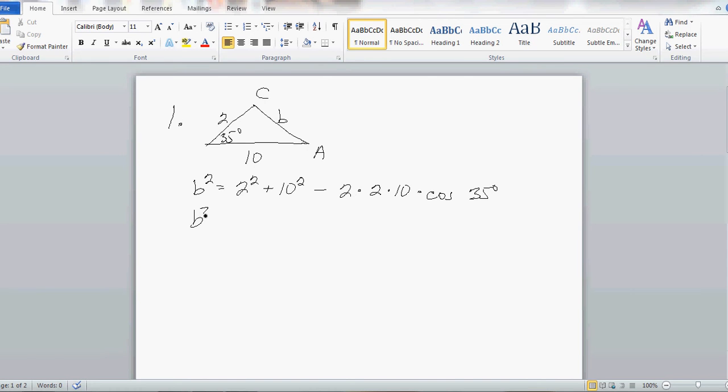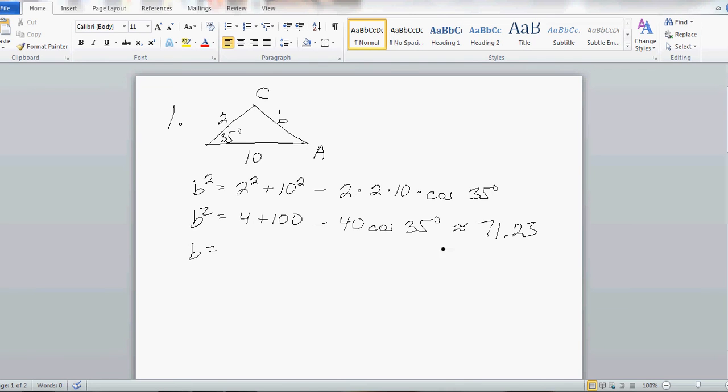So b squared will equal 4 plus 100 minus 40 times the cosine of 35 degrees. Or approximately, it's just a matter of plugging it into your calculator, and we get approximately 71.23, but we're going to keep that value in our calculator because we're not quite done. Since that's what b squared is, we're just going to take the square root of that value we just calculated, and then we get to do our rounding.